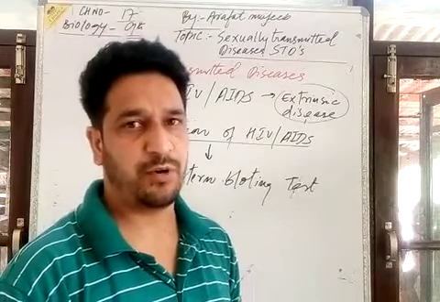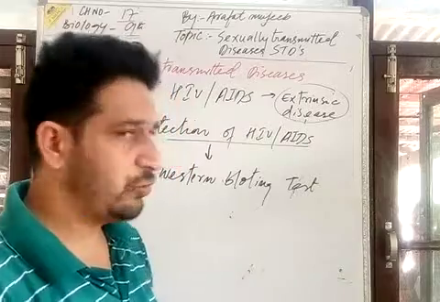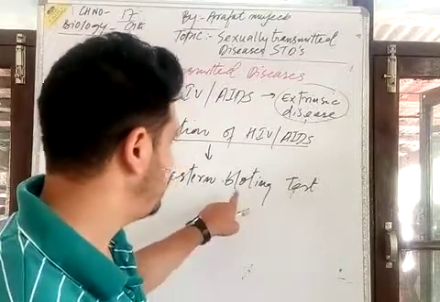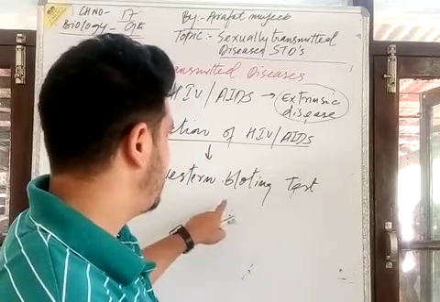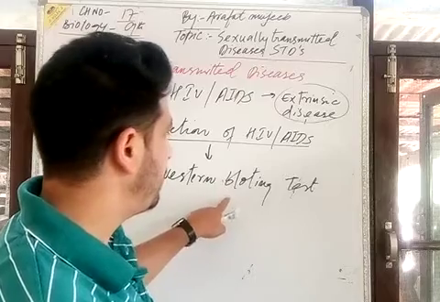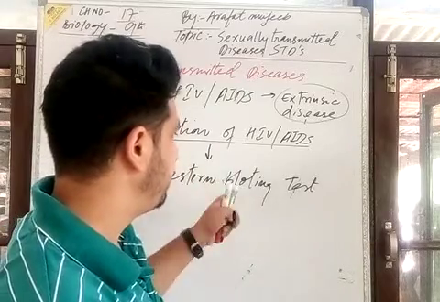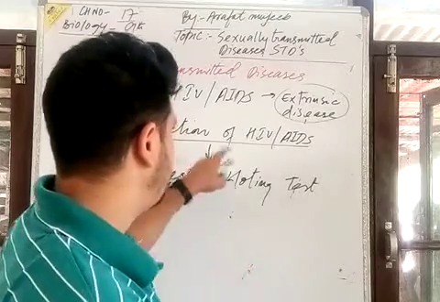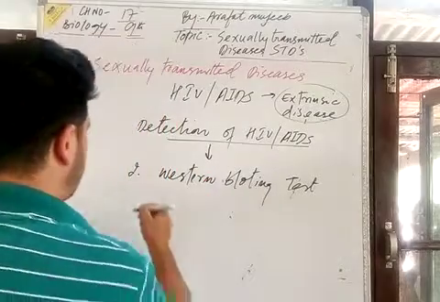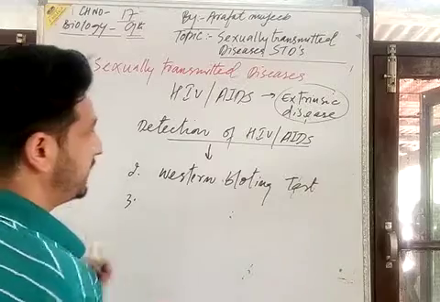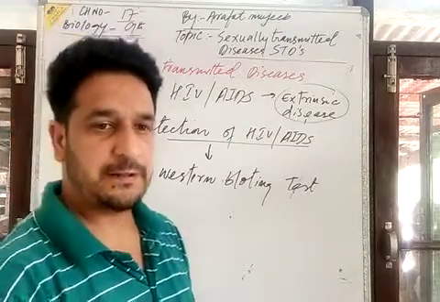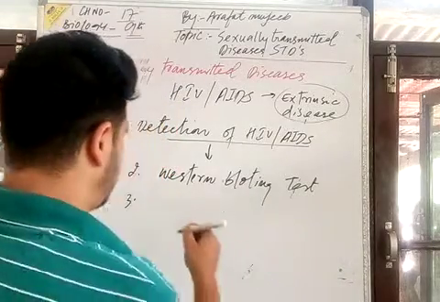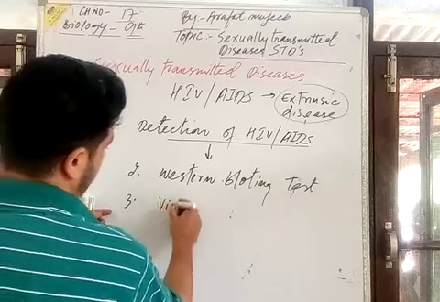This type, as I mentioned before on the board, is done first, and then for the confirmation there is the ELISA. The ELISA test is performed for HIV/AIDS. And third is the viral antigen detection test.